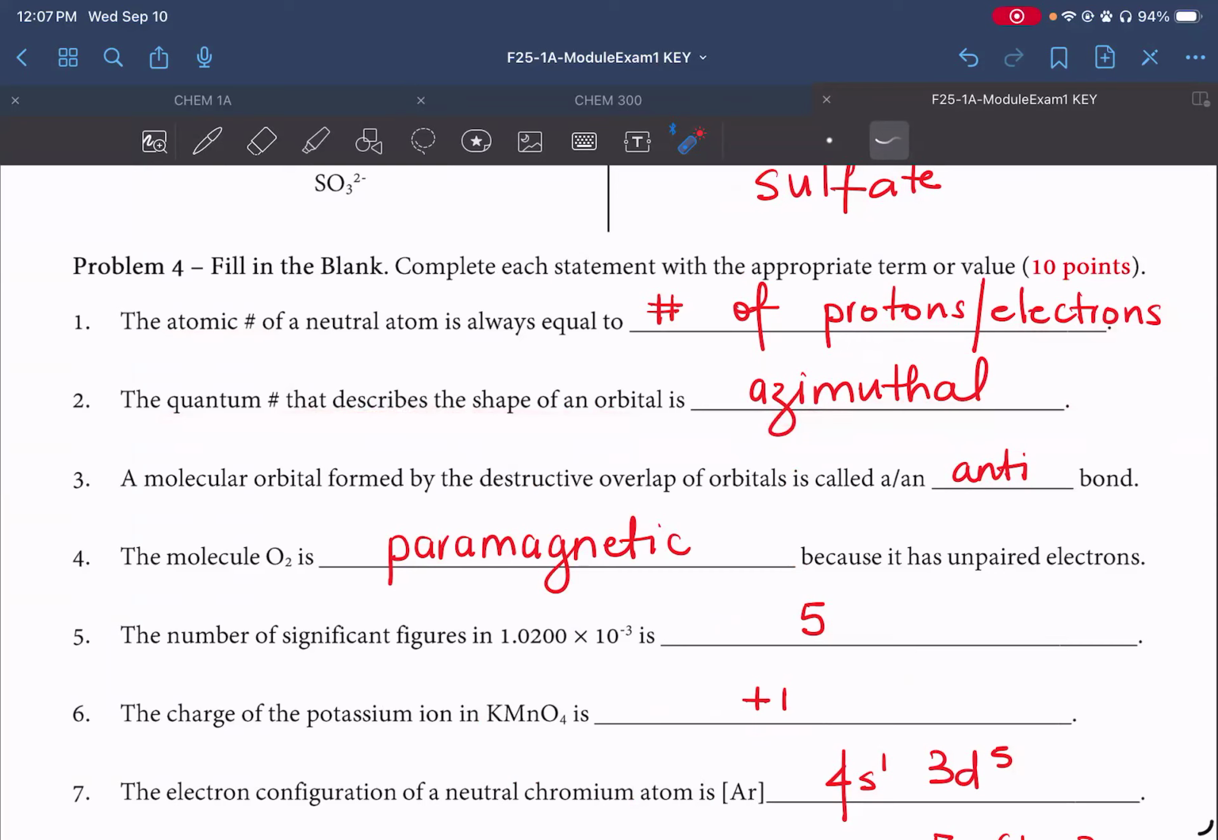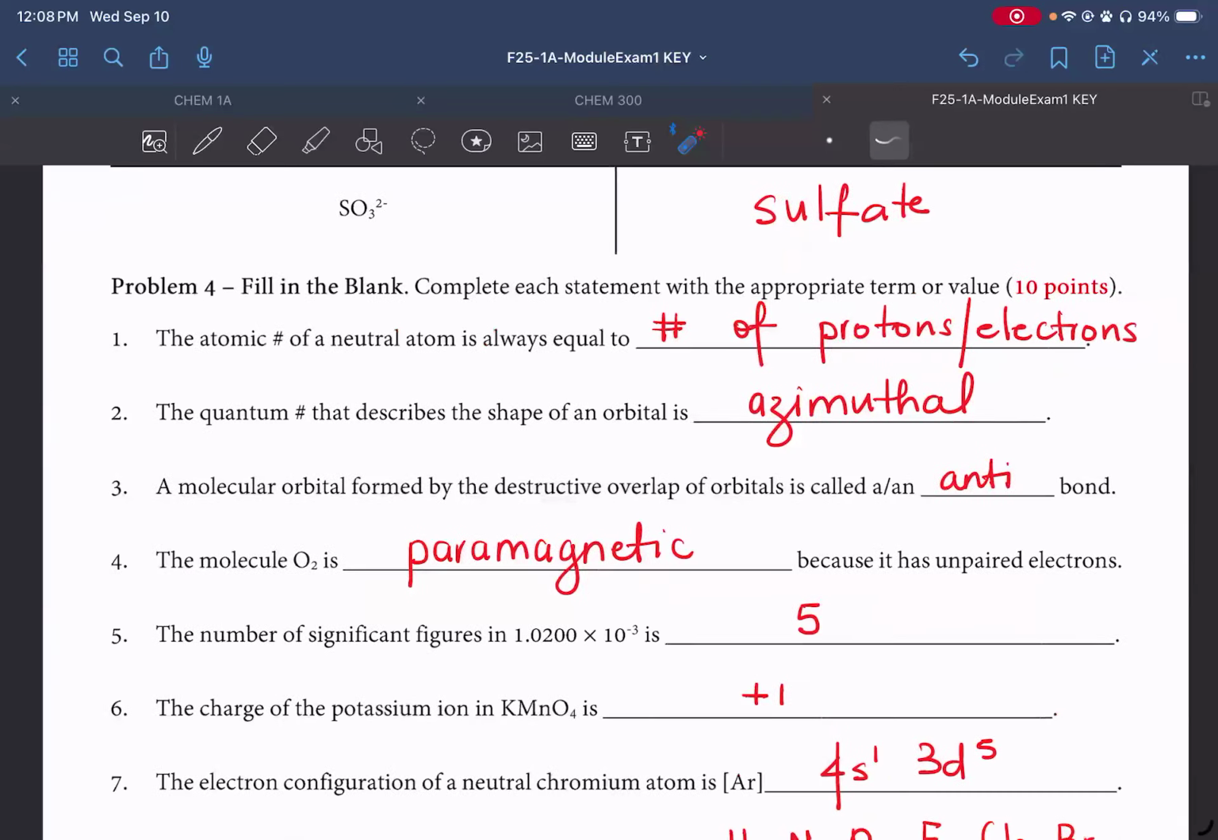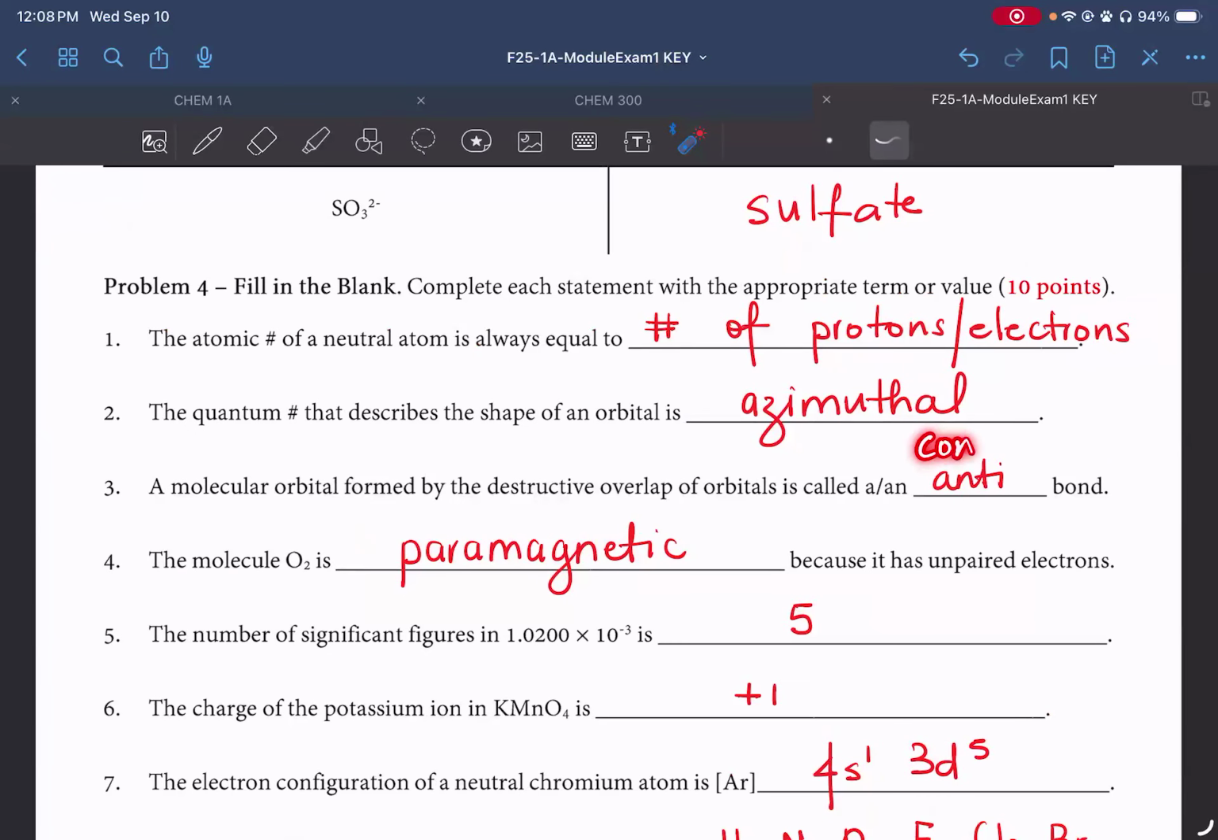Number 3 is actually a really good example of a problem I noticed, which was a failure to read the question correctly. Number 3 explicitly says a molecular orbital formed by the destructive overlap is called, and I think some people had their answer constructive. Some people also wrote the answer destructive, even though it was in the sentence itself. So I think the biggest issue with the fill in the blank was just reading the question too quickly or not reading it correctly at all.